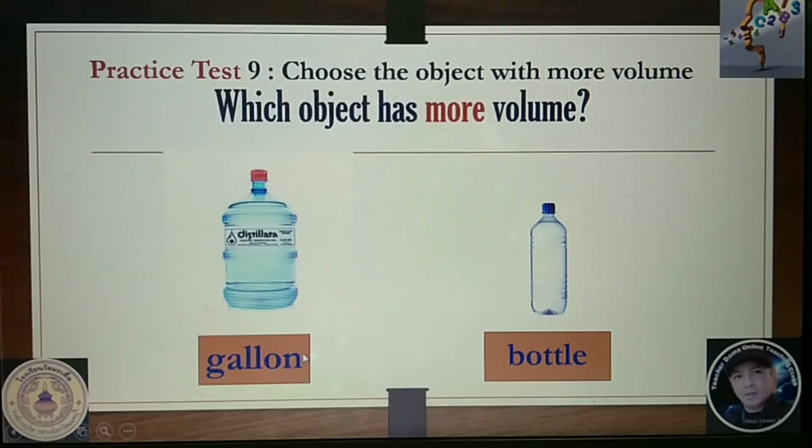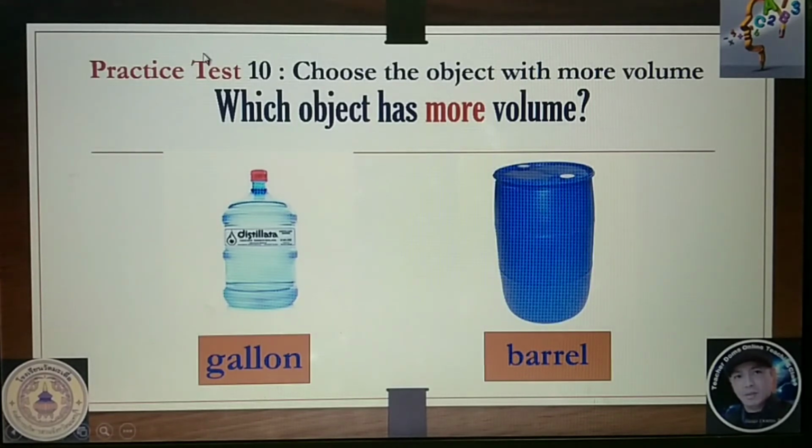Gallon, bottle. Practice test number 10. Choose the object with more volume. Which object has more volume?